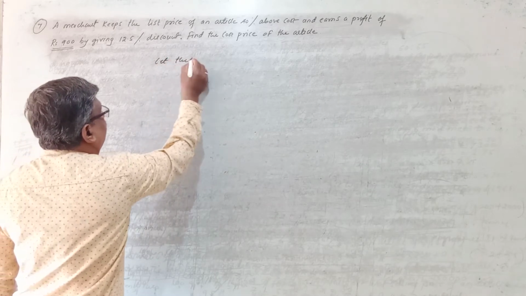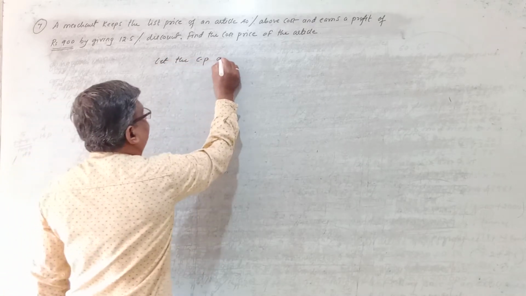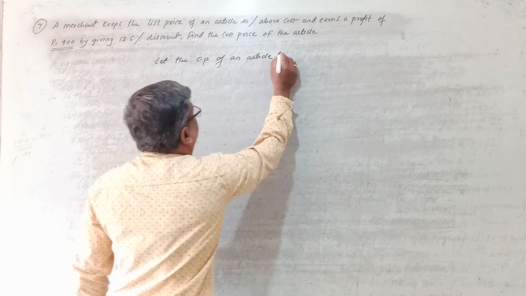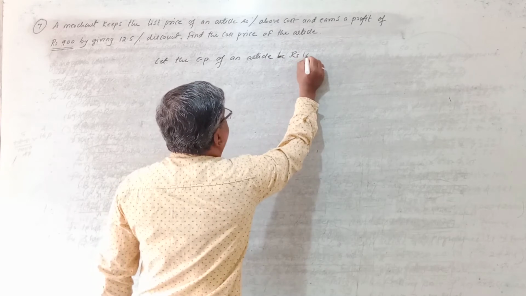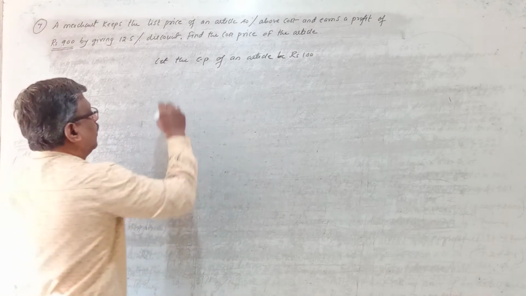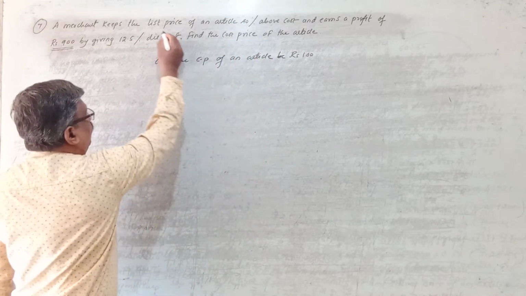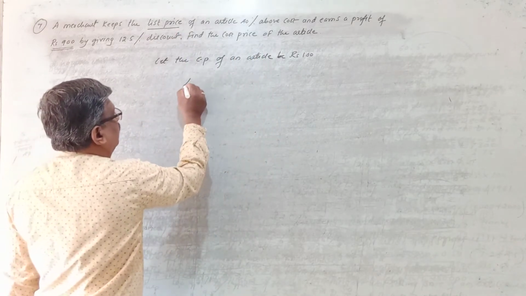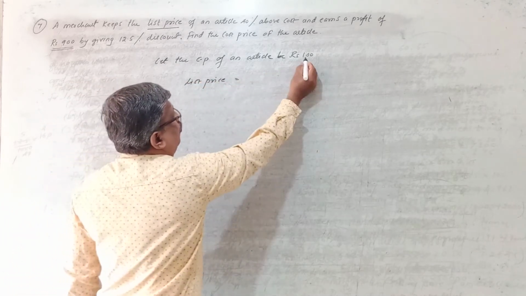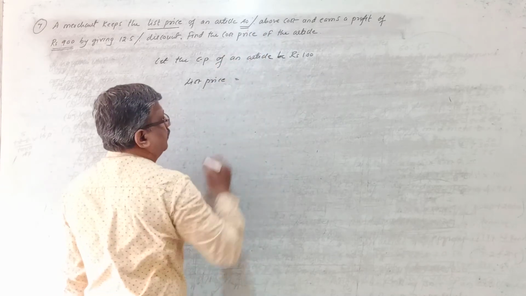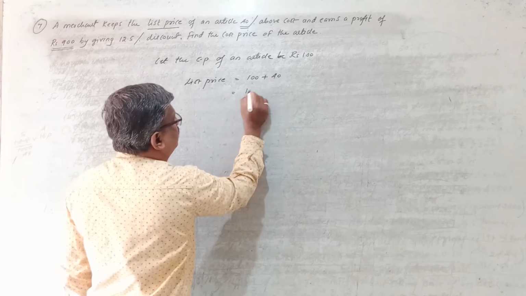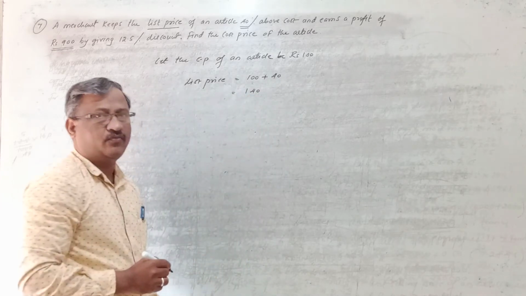Suppose the cost price of that article is rupees 100. Now you have to find out what? You have to find out the list price. So list price will be this cost, we have to increase by how much here? 40. So in cost price we have to add 40 rupees. So your list price comes to 140 rupees.